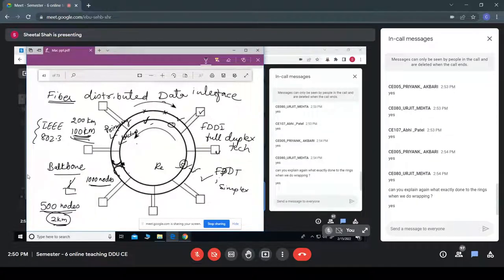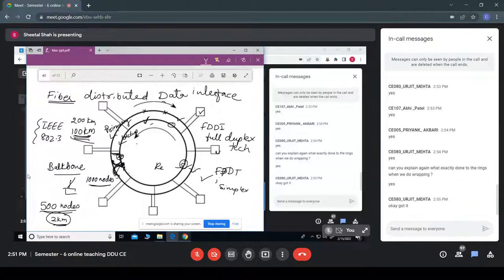Okay, now sometimes what happens is the FDDI would wrap up, wherever there is a problem. Suppose here the link is broken or some system has gone down, then it will make a connection between these two, and the part which is broken would be ignored, and then the cable would be connected like this. So this is known as an FDDI wrap-up. So now you can see that the size has been doubled. Actually, it was 100 kilometers for the dual ring. But now after wrap up, it can be up to 200 kilometers. Fine. Okay. So this is about the token passing type of technology.